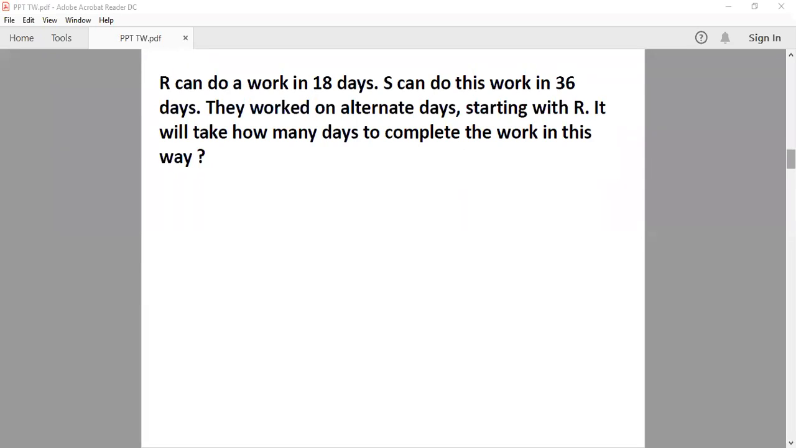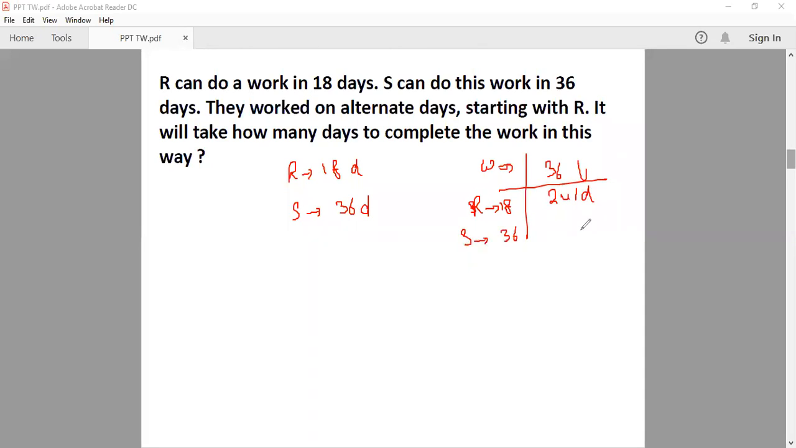Okay. Oh, only 2 people have answered the answer correctly. See, हमें दिया हुआ है R is doing the work in 18 days and S is doing the work in 36 days. So what will I assume the work to be? I'll assume the work to be LCM of 18 and 36, that is 36 units. Okay. Now since R is completing it in 18 days, so he will do 2 units per day, and since S is doing it in 36 days, he will do 1 unit per day.